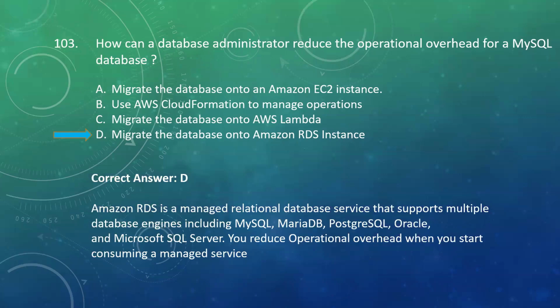Amazon RDS is a managed relational database service that supports multiple database engines, including MySQL, MariaDB, PostgreSQL, Oracle, and Microsoft SQL Server. You reduce operational overhead when you start consuming a managed service.